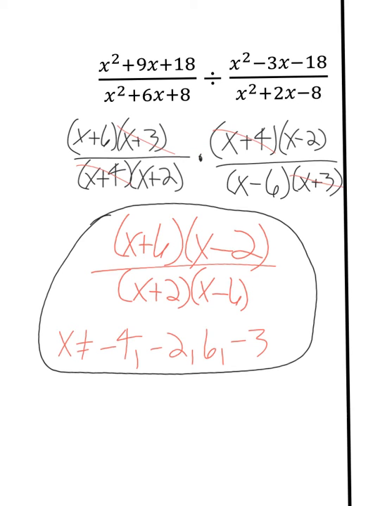So I have x plus 3's on top that are in common, that can cancel. X plus 4's on top and bottom, they can cancel. X plus 6, x minus 6 wouldn't cancel. X minus 2, x plus 2 wouldn't cancel. So just write it like that. That's what's left over. And then x can't equal -4, -2, +6, or -3. All right, and that's it.